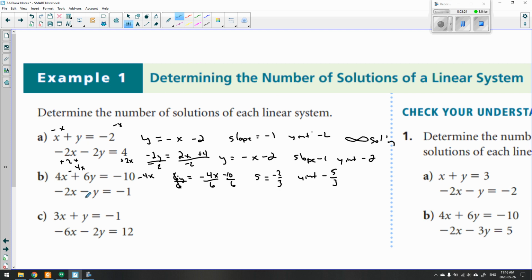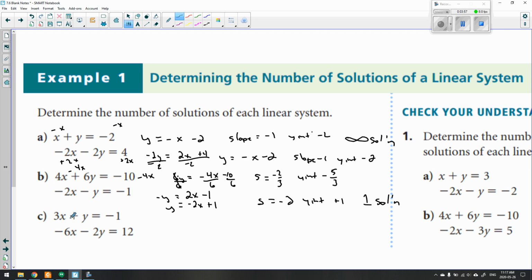And we move on to this one. We add 2x to both sides. So we get negative y is equal to 2x minus 1. Divide by negative 1. Get y is equal to negative 2x plus 1. Slope is equal to negative 2. Y-intercept plus 1. So we have one solution.